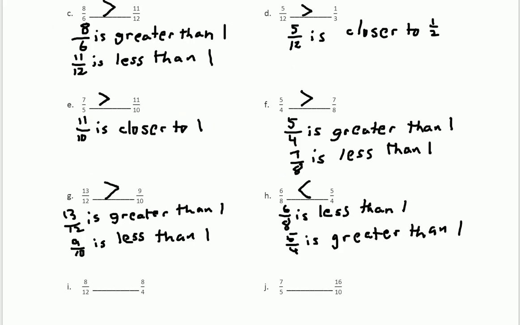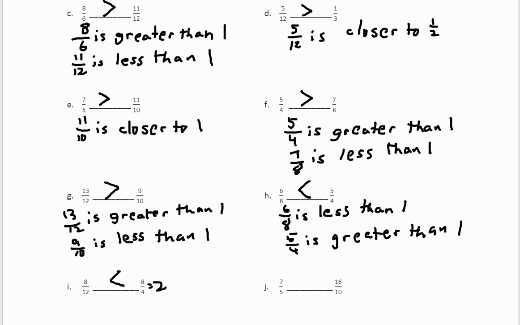Alrighty, how'd you do? Oh, wait a minute, Mr. Kagordo. There's some more you haven't done. Well, let's look at those real quickly then, since there's 2 more we haven't done. We have 8/12 and 8/4. Well, wait a minute. 8/12 is going to be less than 1. 8/4 is going to be 2 whole pieces. 8/4 is equal to the number 2. So 8/12 is less than 1, and 2 is definitely bigger.